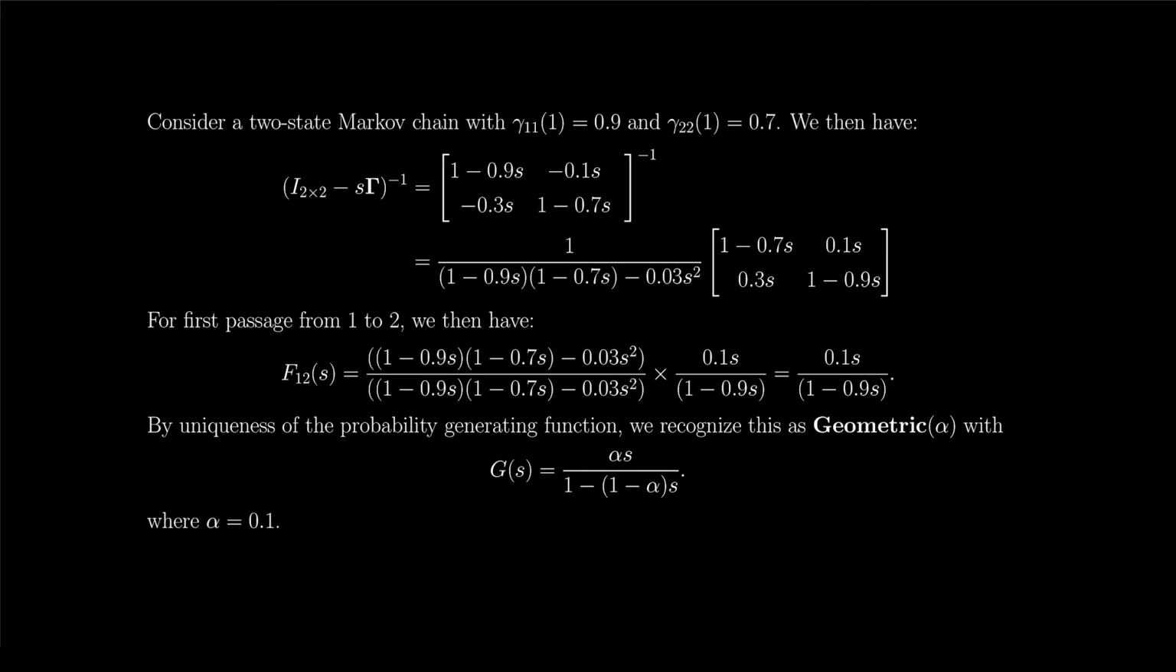Just take the identity matrix minus s times gamma, and invert that expression. What do we get? A bunch of ratios of polynomials. We want the generating function for first passage from state 1 to state 2, so we read off the appropriate elements from that matrix and plug them into that expression, which we do. We end up again with a nice simple expression: 0.1s divided by 1 minus 0.9s. Then, by the uniqueness of the probability generating function, we recognize this as geometric alpha, where alpha is the parameter of the distribution, which we've identified. So, why is our thing not matching up?